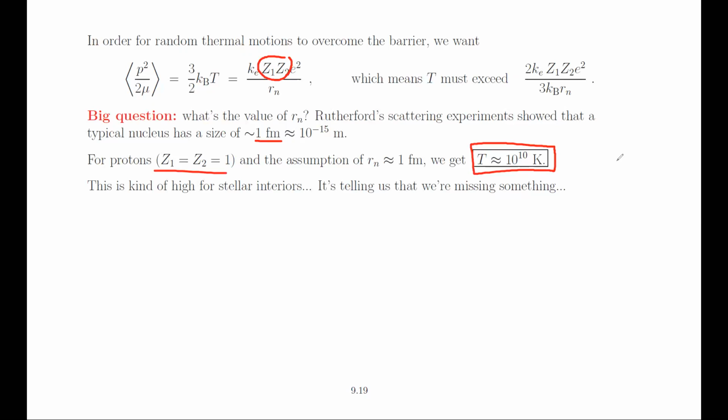But however, we know fusion is happening in the sun. So there's something wrong with this calculation that we just did here. It's telling us we're missing something. What we're missing is quantum mechanics.